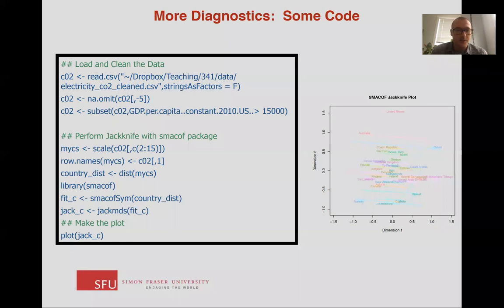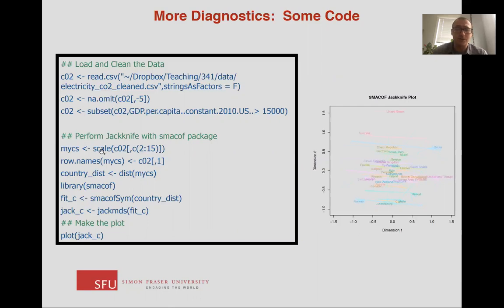Okay, and so here's some code for how I made that plot, and then it's reproduced over here. So there's this data called electricity CO2 clean. I'm dropping one of the columns here, and I'm keeping all the countries that have a per capita GDP of 15,000 or more. And so now I'm running MDS with this different package here. It's SMACOF. It's a wonderful package. I highly recommend it. So I'm scaling the data.